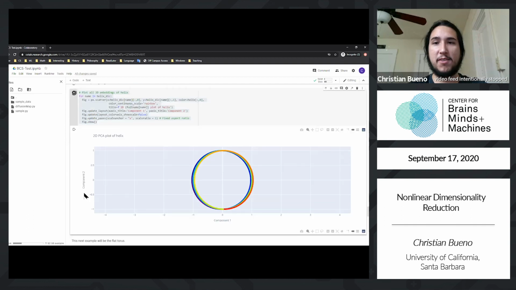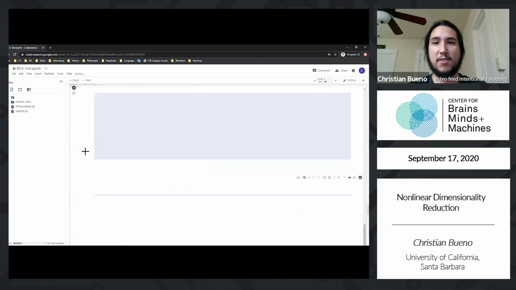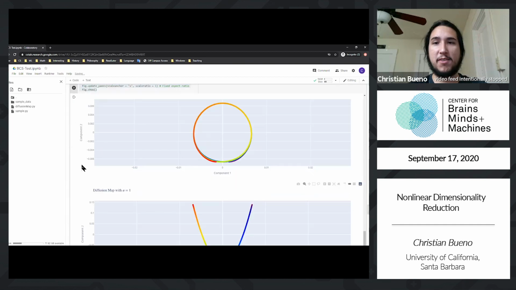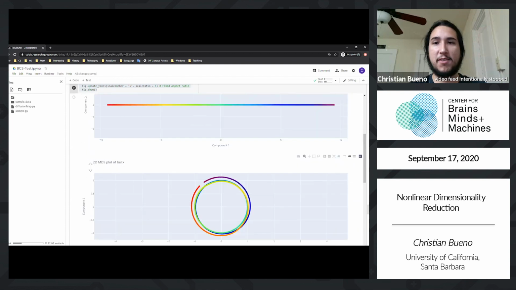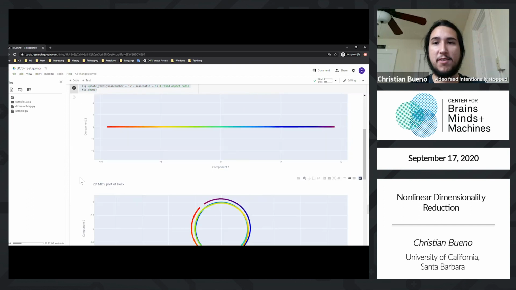Okay, yep, PCA didn't do much. It is slightly tilted, so I guess there's maybe center of mass more one way than the other. Okay, Isomap did really well. It completely flattened it out.